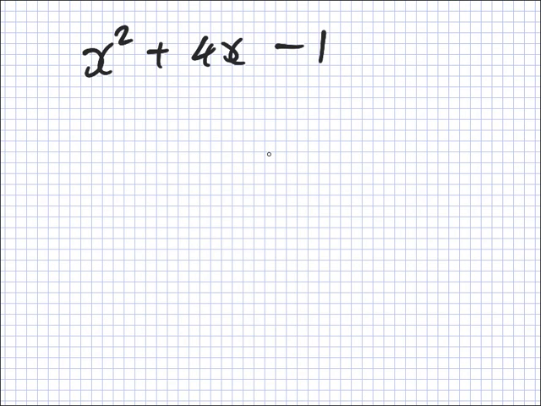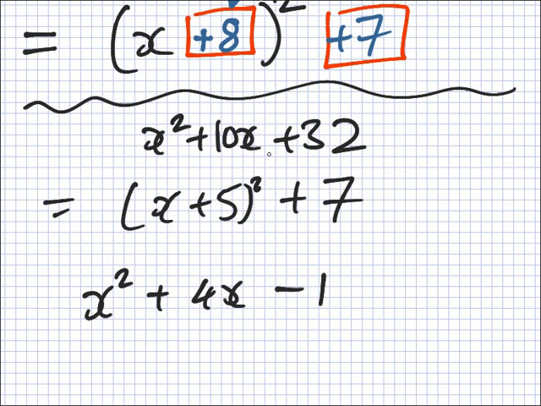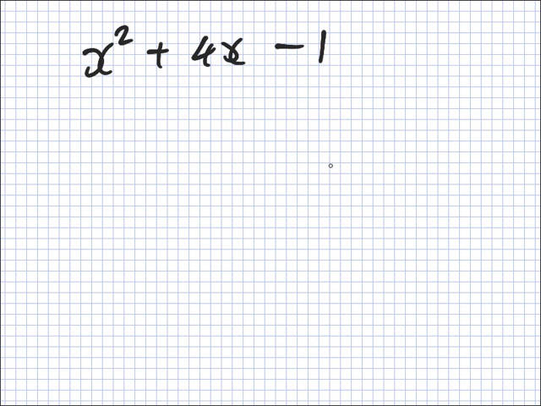It's half of 10 goes there. And then it's this number, 32, minus the square of this number. So 32 minus 25 is a positive 7. Okay, try this one. X squared plus 4x minus 1.